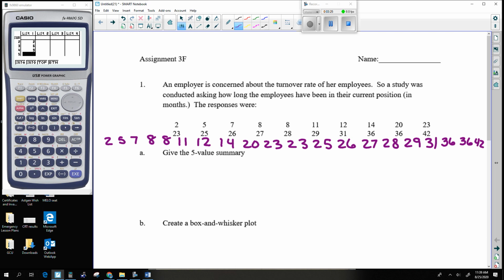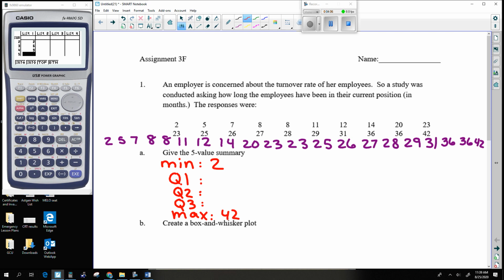Next, we are going to make this thing called a 5-value summary. What a 5-value summary is this. You have a min, you have Q1, Q2, Q3, and a max. And so you have to label this yourself. Okay? So make sure you label min, Q1, Q2, Q3, and max. All right. The min and the max are the easiest numbers. Those are the smallest numbers and the biggest numbers. So minimum, the smallest number is the number 2. Max is the biggest number, and that's 42.